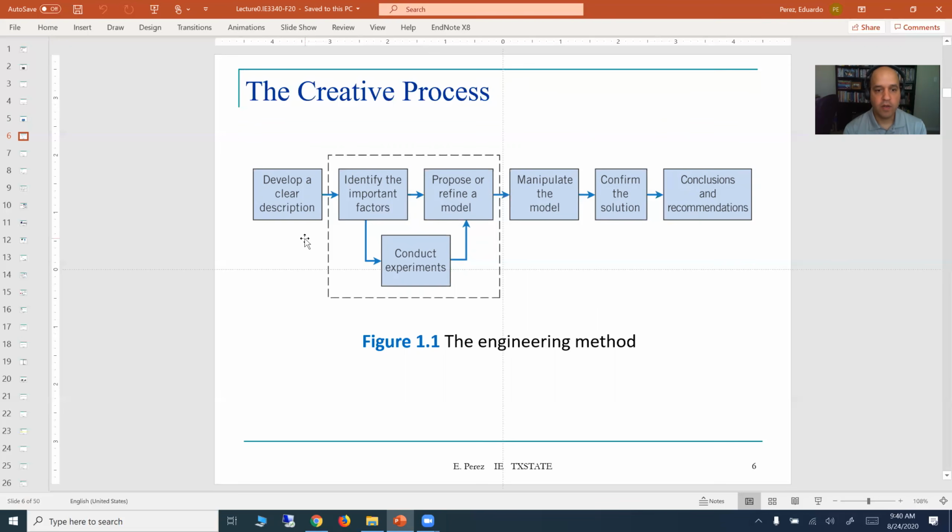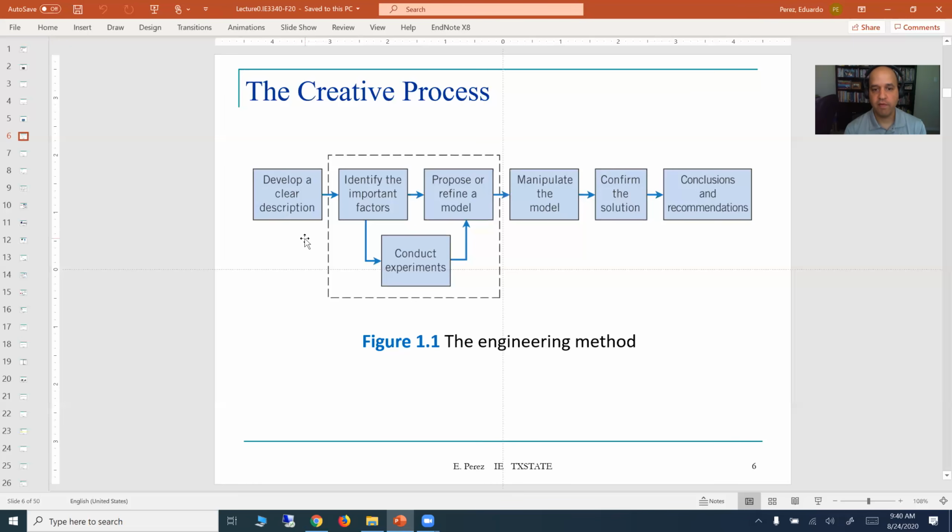So when we have a clear description and a good understanding, now we can move forward in terms of identifying the important factors. So, okay, I know the problem now. What are the constraints? Do we have a limited budget? Do we have limited staff? Do we have people that are not trained? Do we have, I don't know, enough space? Those are the important factors that we have to start defining.